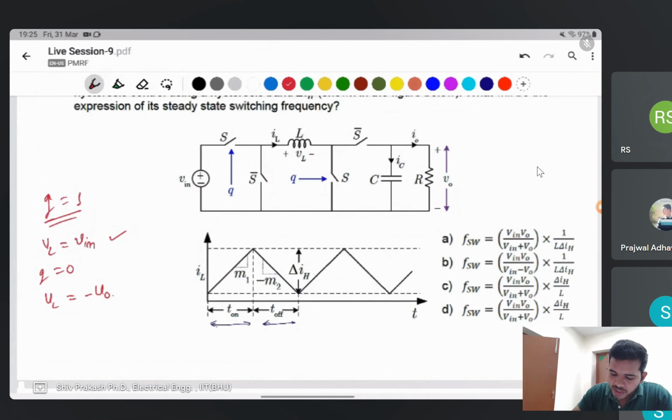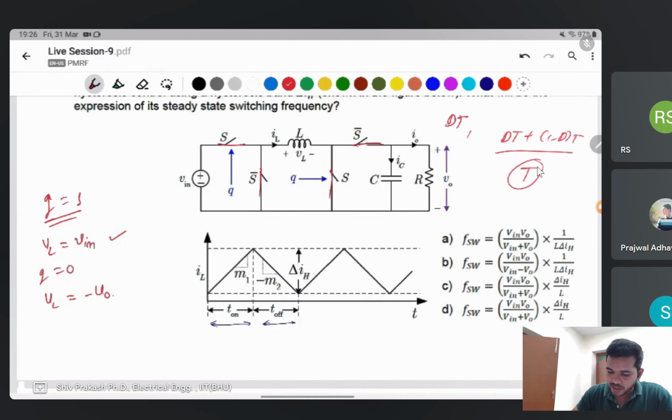In this one, don't think like that. When the switch is on, then both switches are closed. When the switch is off, then this switch is closed. That's why when the switch is on it is for DT time, and when the switch is off it is for 1 minus D times T. Total time period is DT plus 1 minus D times T, so the total time period is T only.